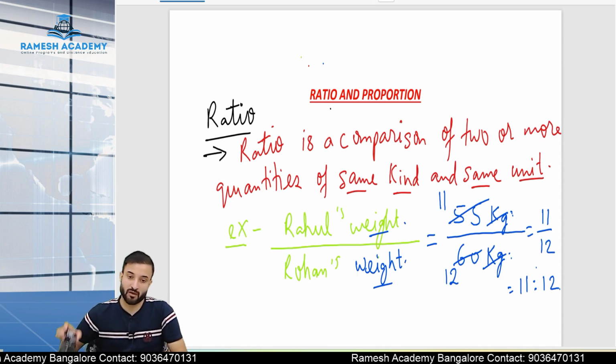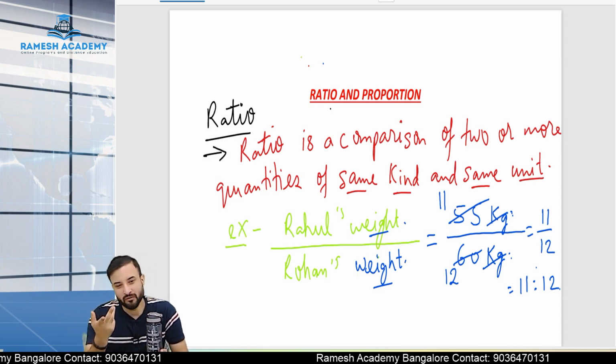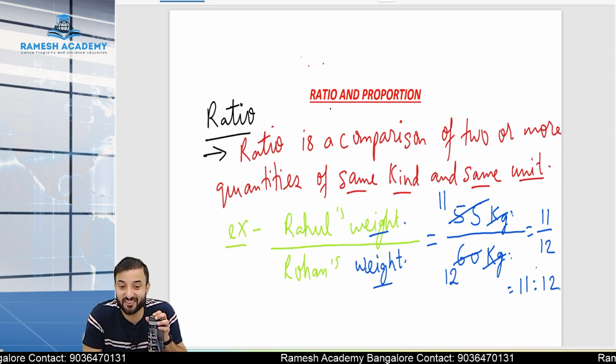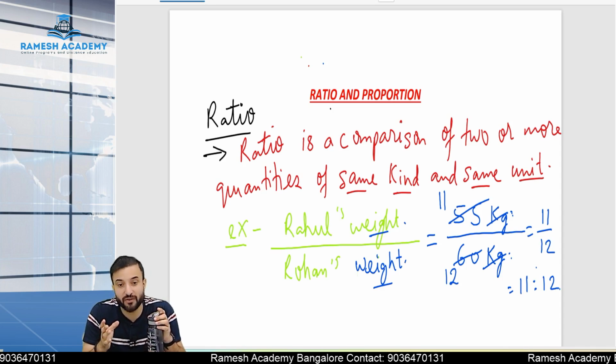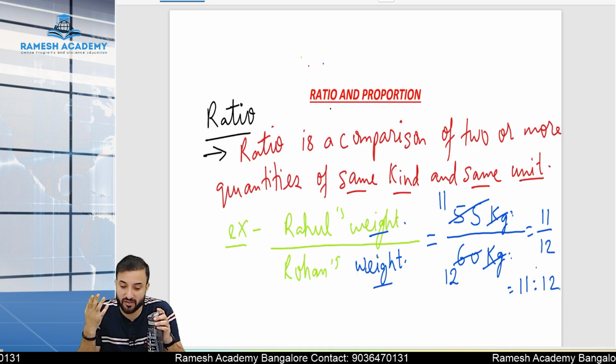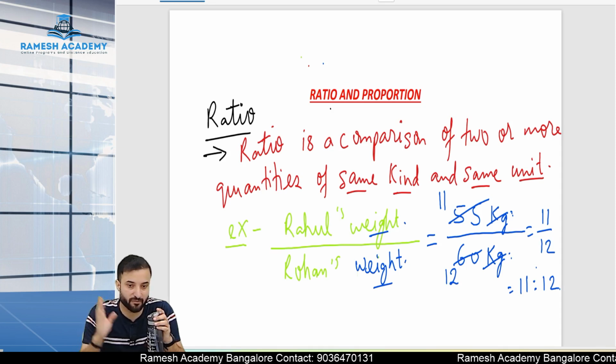So every time we have to write the ratio in simplified form, but what do we check? Yes, we have to check the options. If the option is in simplified form, we write in simplified form. If the option is like 55/60, we write 55/60.